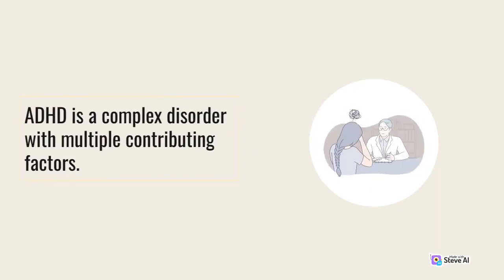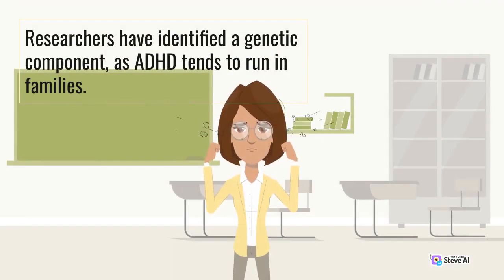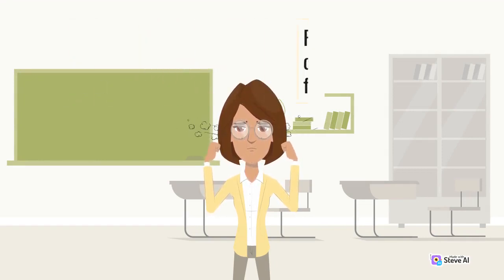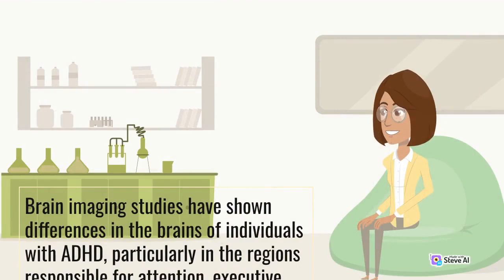ADHD is a complex disorder with multiple contributing factors. Researchers have identified a genetic component, as ADHD tends to run in families. However, it is also influenced by environmental factors, such as prenatal exposure to tobacco smoke, alcohol or drugs, premature birth, low birth weight, and early childhood lead exposure. Brain imaging studies have shown differences in the brains of individuals with ADHD, particularly in the regions responsible for attention, executive functions, and impulse control.